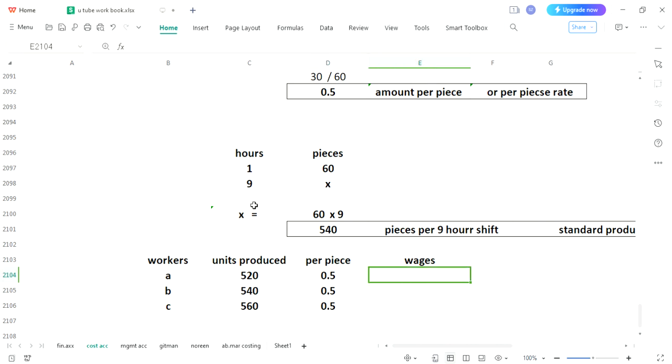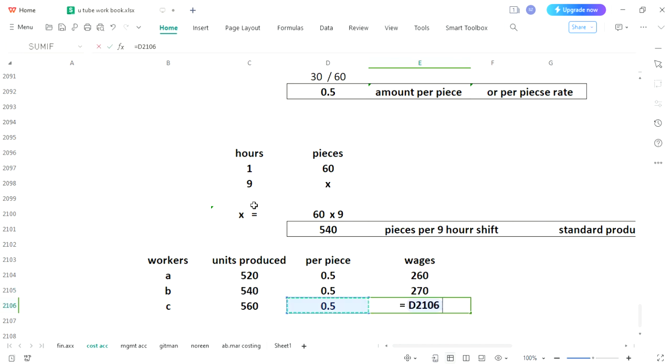How much wages? What you will do, pieces would be multiplied by per piece, which is 0.5. In a similar way, worker B had produced 540 units and per piece 0.5. And then worker C has produced 560 and the per piece rate is 0.5.